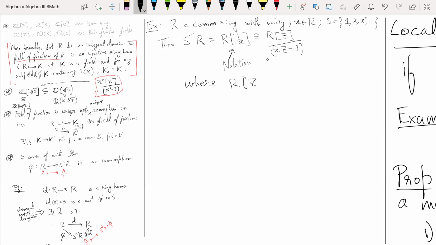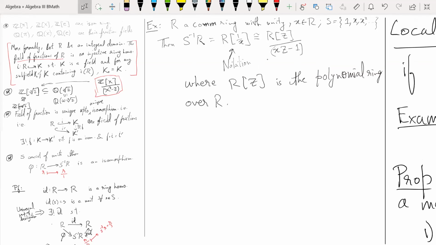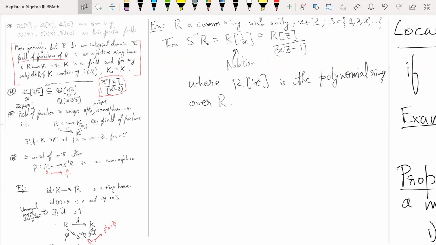So maybe I'll just write where R[z] is the polynomial ring over R. Okay, so let's see a proof of this. Again, one can do it element-wise, but let's try to use the universal property. We know that x will become a unit, and in the right-hand side ring also x is a unit. So we can combine these two.